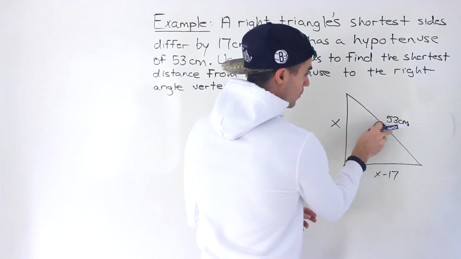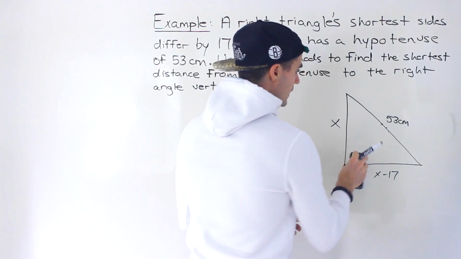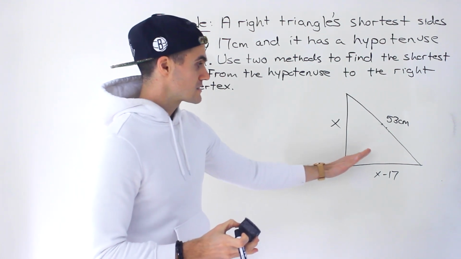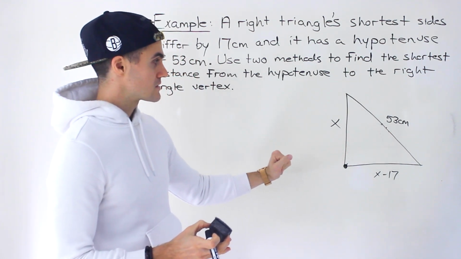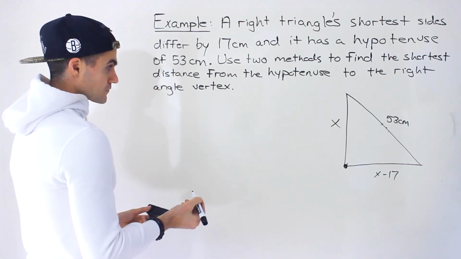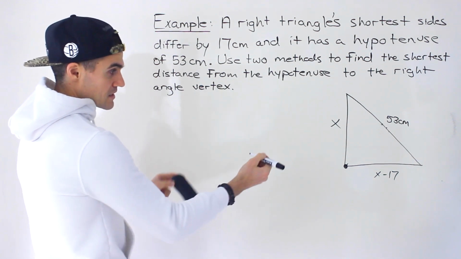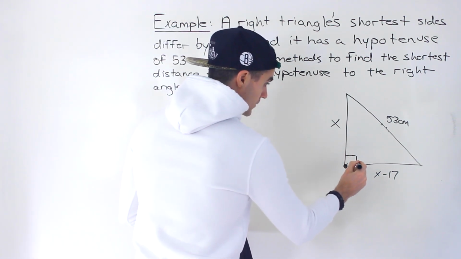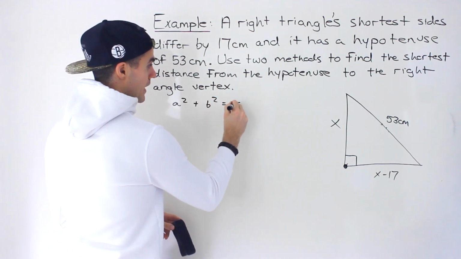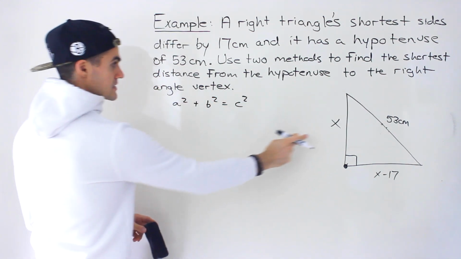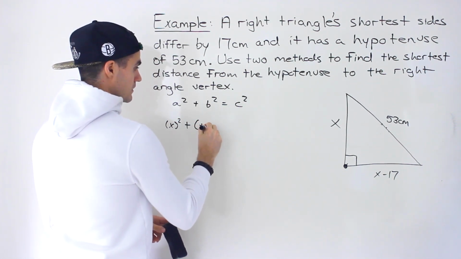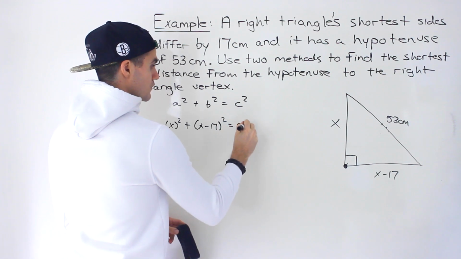But first, before doing that, what we have to find is these actual sides here, because if we don't know those sides, we're not going to be able to find that distance right there. So to do that, what we could do is set this up as a Pythagoras theorem, right? If this is the right angle triangle, we know that a squared plus b squared is equal to c squared, the hypotenuse squared. So we could say this side squared plus that side squared is equal to 53 squared, like that.